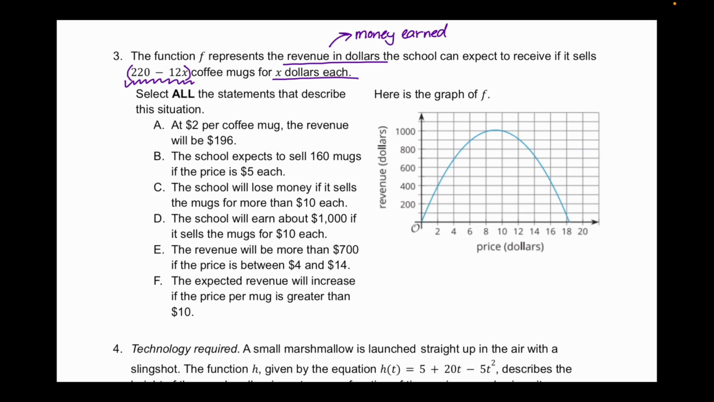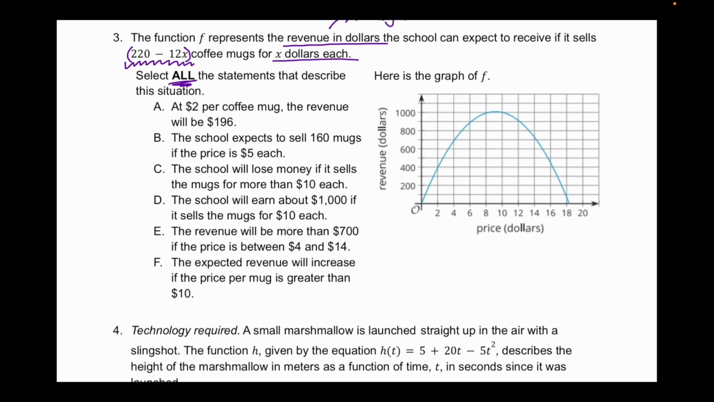So we're going to select all statements that describe the situation. So first off, we have here at $2 per coffee mug, revenue will be $1.96. Well, our price and our revenue is on our graph, so we're going to read that from our graph. At $2, the revenue, that doesn't look anywhere near 196 to me. This looks like 400. So I'm going to say no on this one. It's got to be closer to 400.